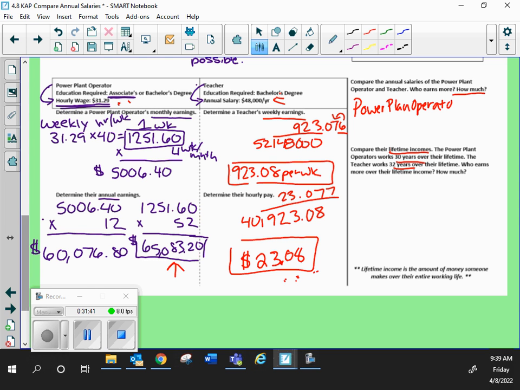Okay, so we're going to take that teacher salary of the $48,000, and we're going to multiply that by the 32 years that they're working. If they do that, the teacher's going to make $1,536,000. Okay, but that's over 32 years. Okay, that's not much. Let me just tell you.